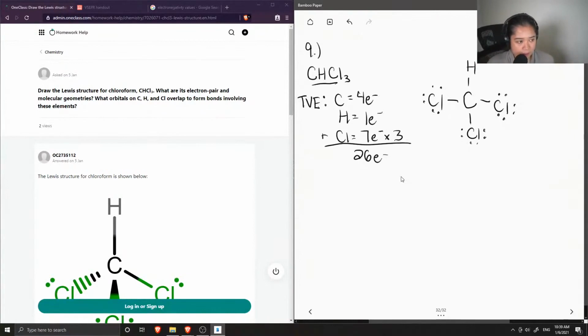So the second part of the question is, what are its electron pair and molecular geometries? If we look at this chloroform molecule, we'll see that our central atom, which is carbon, has 0 lone pairs, and it has 4 bonding pairs, or bonding groups. You can also call them charge clouds. So it only has 4 of these bonding pairs.